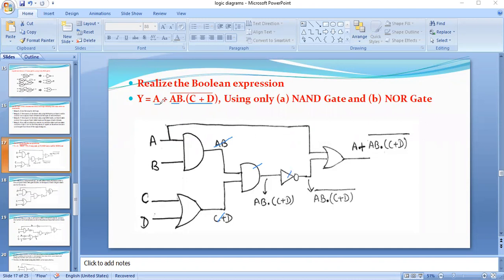After that, what do we have? A single variable A. So between these two terms, what do we have? OR operation. So that is the first step.